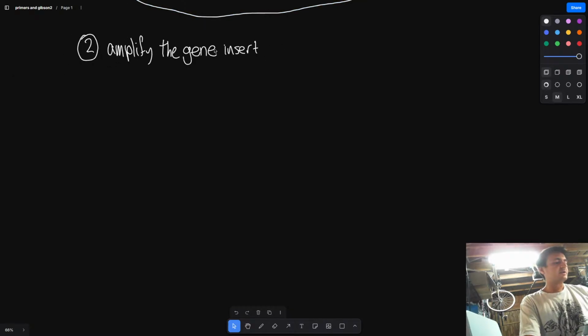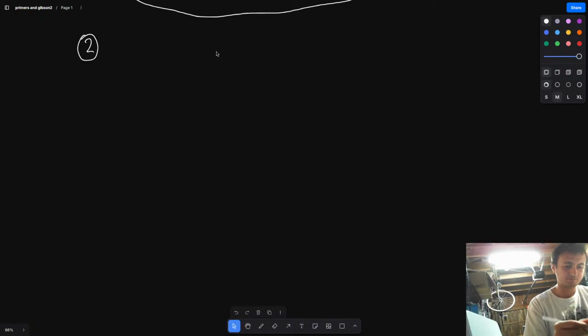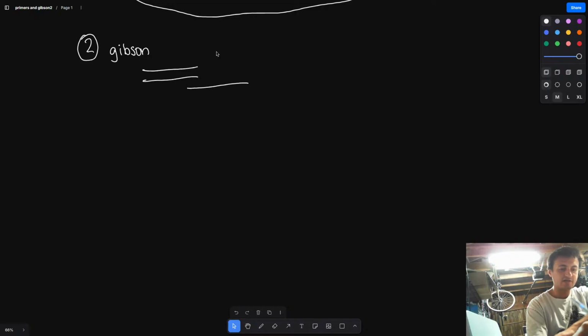Let's see. Is this the order in which I want to do this? Actually, I want to talk a little bit about Gibson. So Gibson is not that complicated. Honestly, it's not even worth me explaining because it's so basic. But basically, let's say you have two single-stranded pieces of DNA, and this region here is the same, or what they say is homologous.